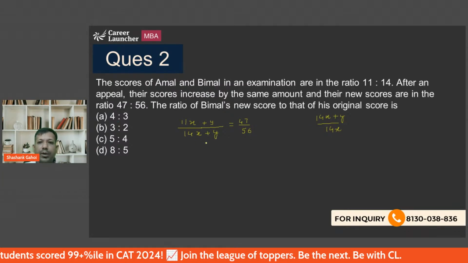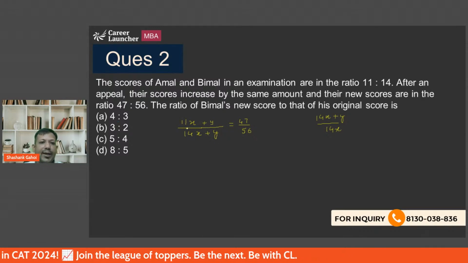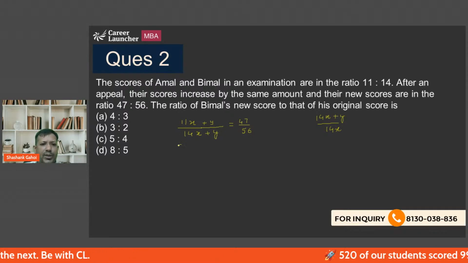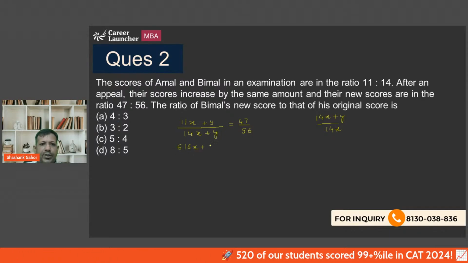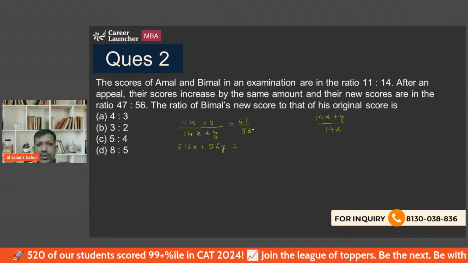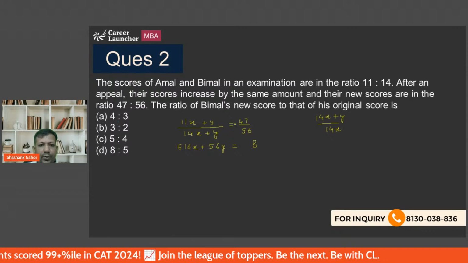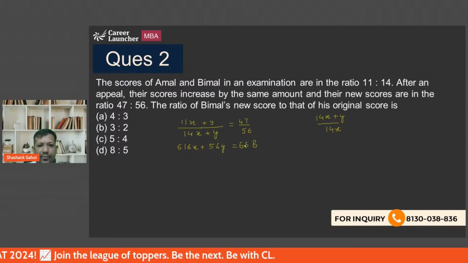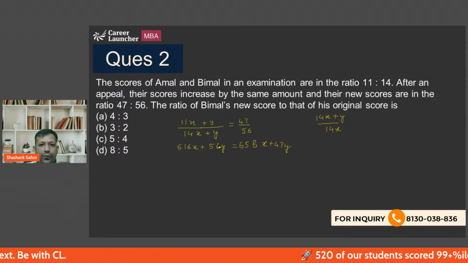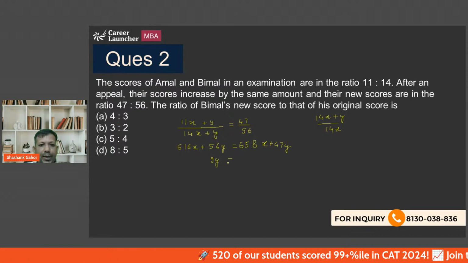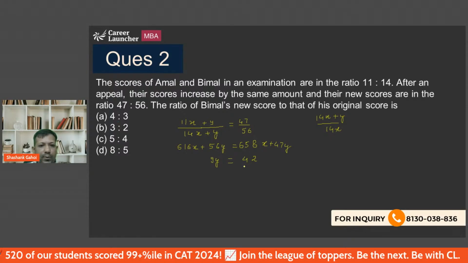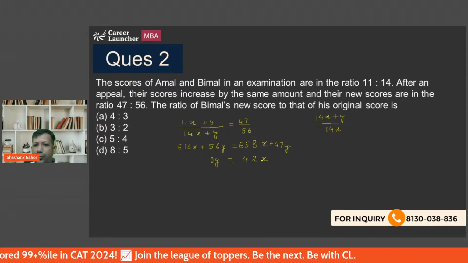Okay, now how are we going to do it? One way is to directly cross multiply. So if I cross multiply, 56 into 11x is going to be 616x plus 56y. 14 sevens are 98, so 658x plus 47y. Okay, so from here I am going to get 9y, and that's equal to 42x. So 9y is equal to 42x.